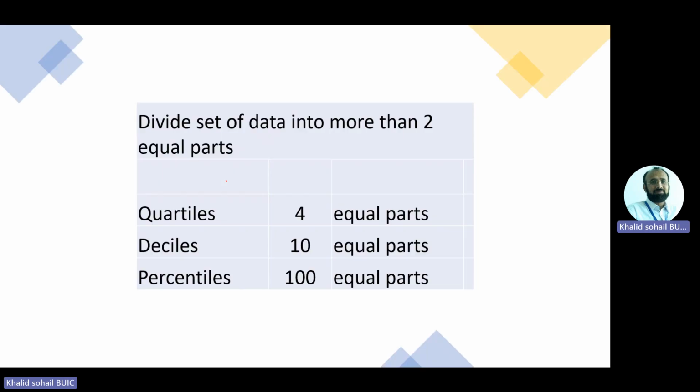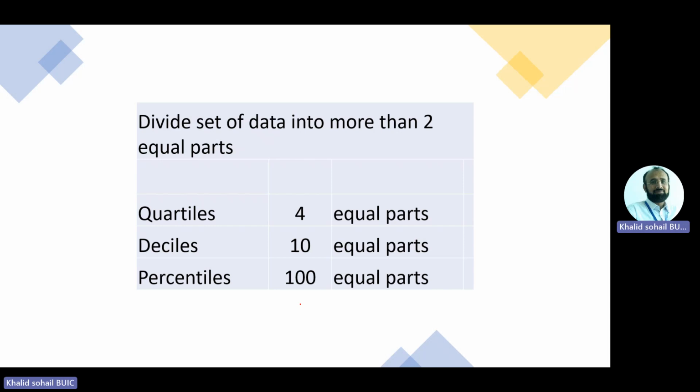Broadly, we have three categories. The first one is quartiles, then deciles, and lastly percentiles. As the word suggests, quartiles divide a set of data into four equal parts, while in deciles we have 10 equal parts. On the other hand, in percentiles, we have 100 equal parts. Now, in today's lecture, we will learn how we can calculate it manually.